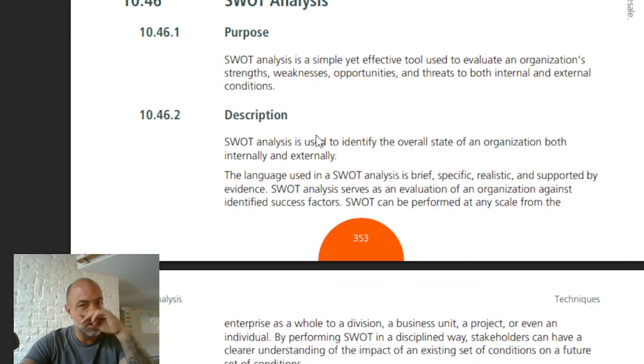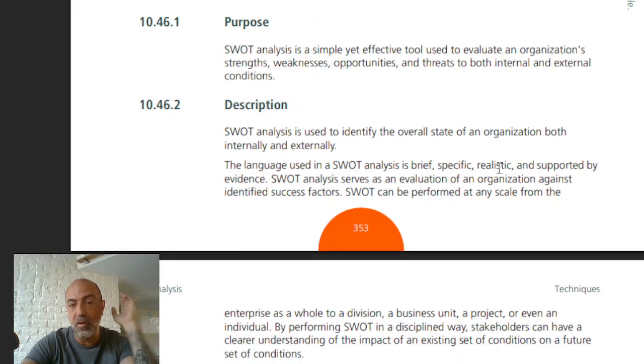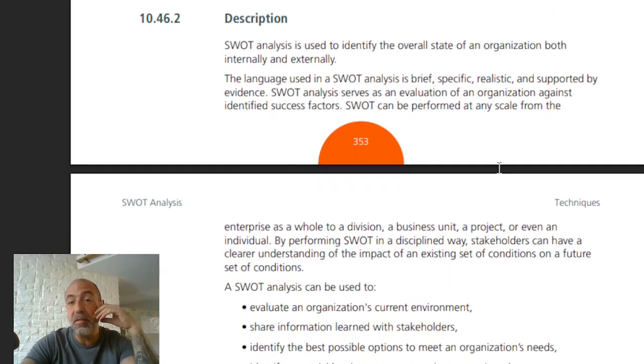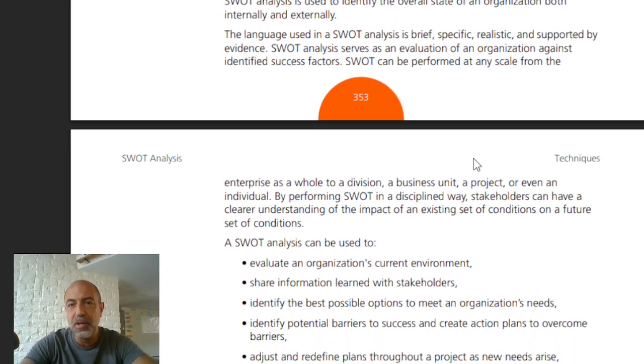So, what is SWOT analysis? It's a simple yet effective tool to evaluate the organization's strengths, weaknesses, opportunities, and threats, both internal and external conditions. SWOT analysis is used to identify the overall state of the organization, both internally and externally. The language used in SWOT analysis is brief, specific, realistic, and supported by evidence. SWOT analysis is literally yes, no, maybes. This is strong, this is good, this gives, this takes. I would say no to this, I would say yes to that. I don't know what that is.